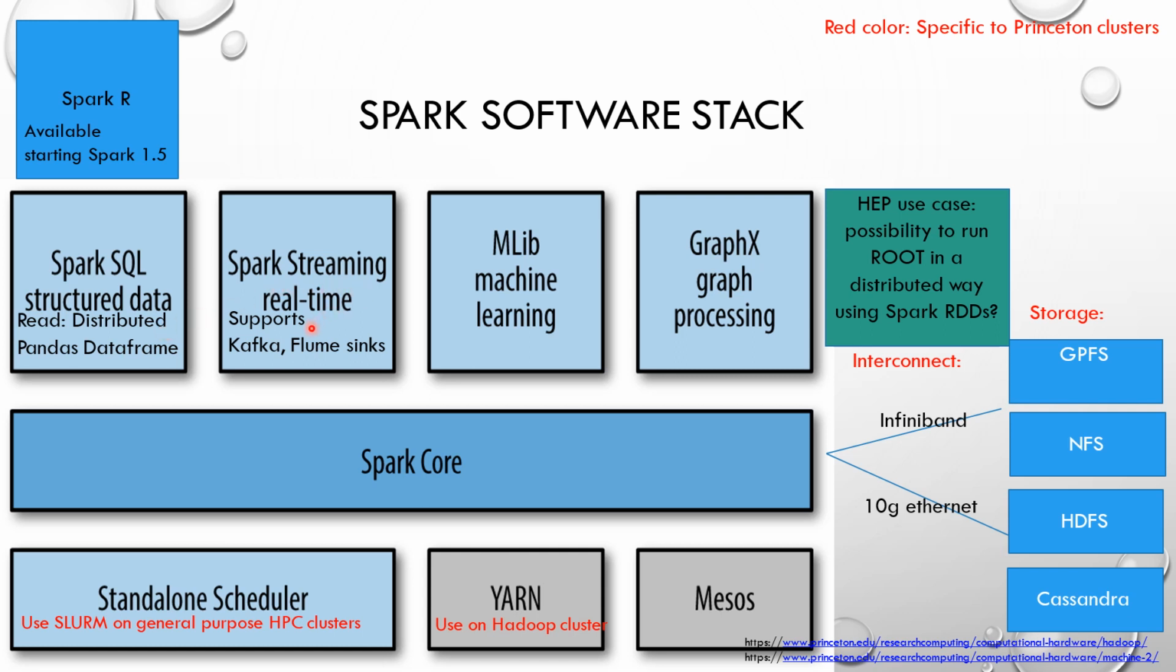Spark Streaming, for real time, is a Spark component that enables processing of live streams of data. Examples of data streams include log files generated by production web servers or queues of messages containing status updates posted by users of a web service.